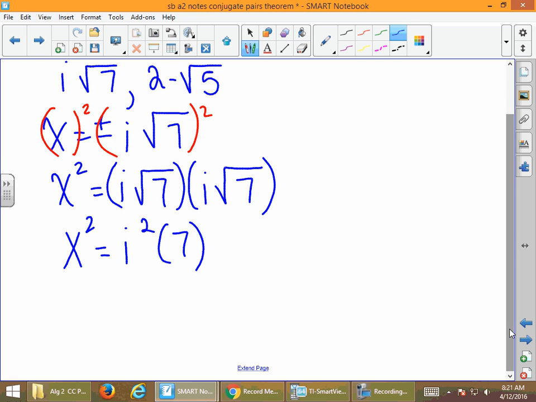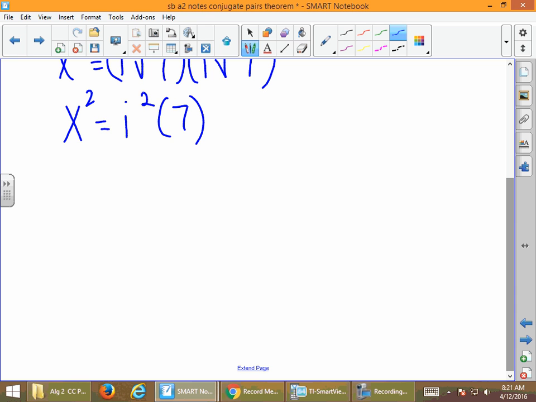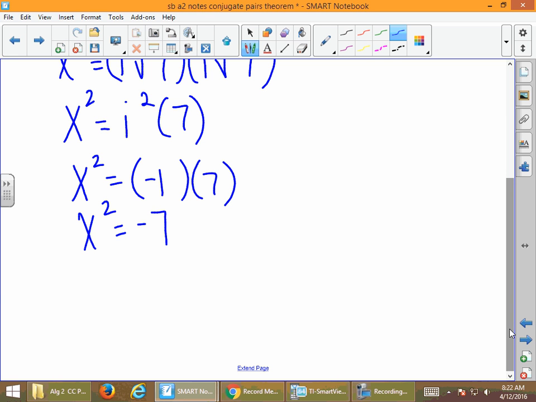So when we go to finish this part of our polynomial, we end up with x squared equals, well, what does i squared equal? Negative 1. I pretty much gave it away, but I know some of you knew that. And then we've got the 7. So this is x squared equals negative 7.